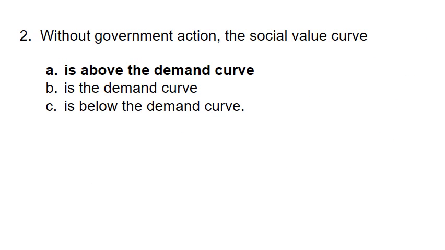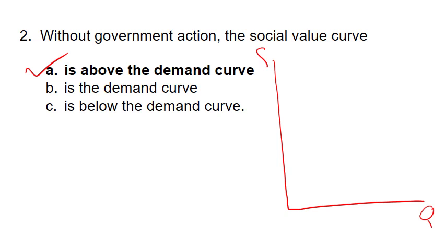Without government action, the social value curve is above the demand curve. We can show this pretty easily on a graph. Here's quantity, here's dollars. Here is the normal demand curve.